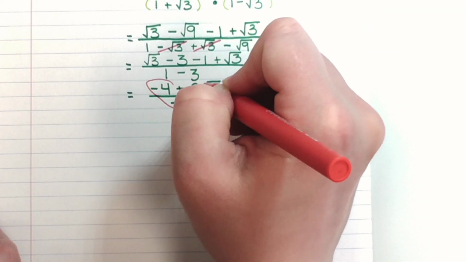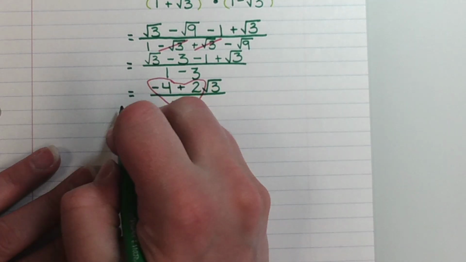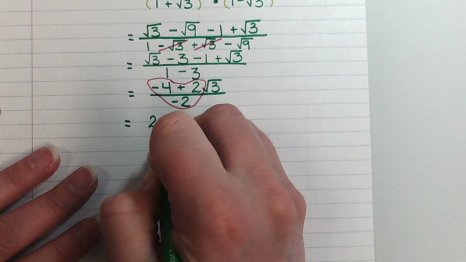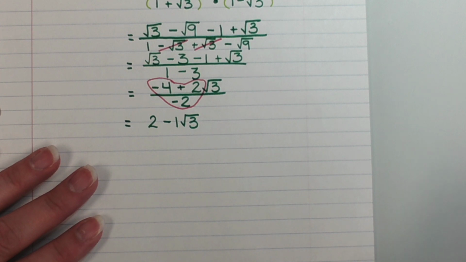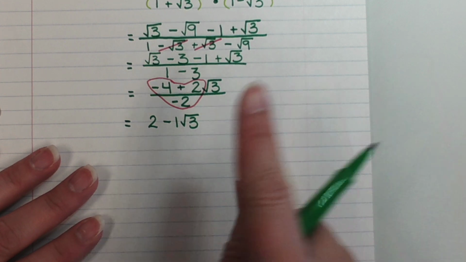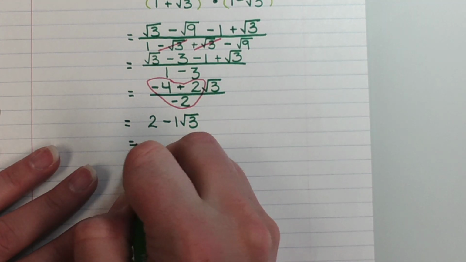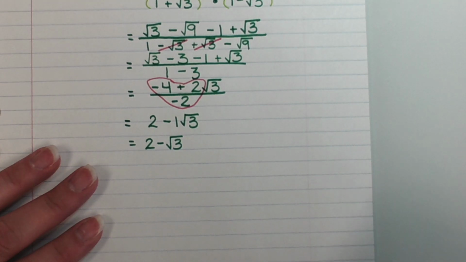Has to be all 3 of them. It's always going to be 3 of them. Since they do all divide by a negative 2, I get 2 minus 1 square root of 3, all over 1. Do I really need the over 1? Do I need the 1 in front of the square root of 3? Also no. More commonly, it's just 2 minus square root of 3. If you leave the 1 there, I'm not upset about it.